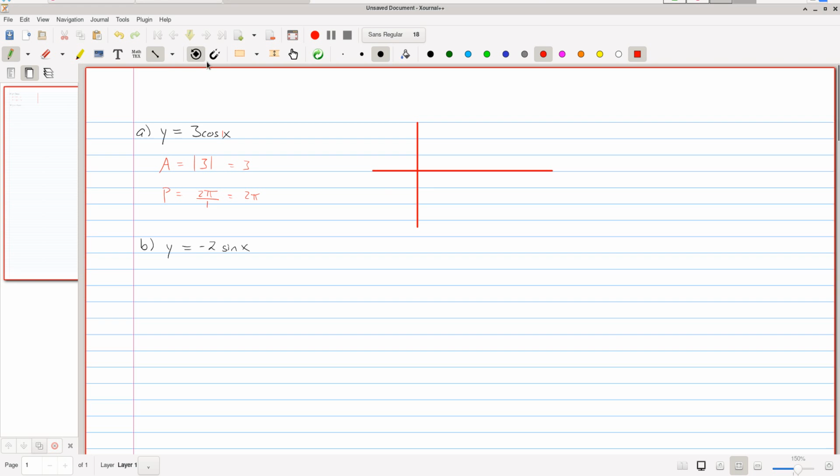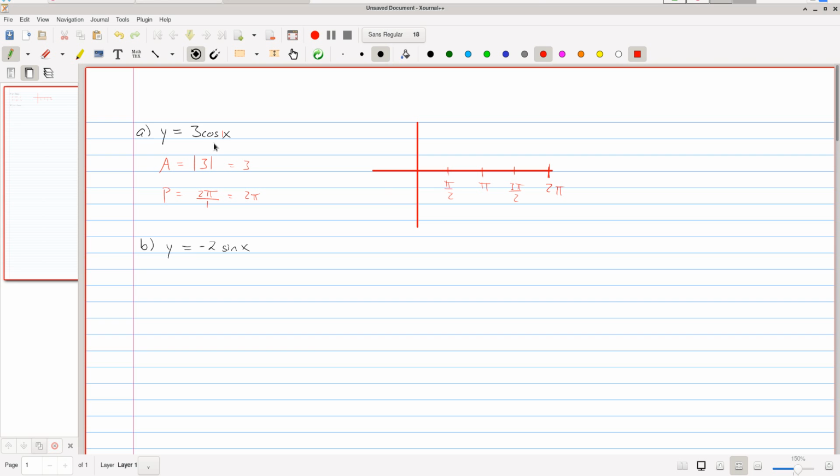So this is a cosine graph. The period is 2 pi, so I know I'm going to include 2 pi on the axis. And I'm going to go halfway between 0 and 2 pi, which is pi. I go halfway again, which is pi over 2. Then halfway between pi and 2 pi would be 3 pi over 2.